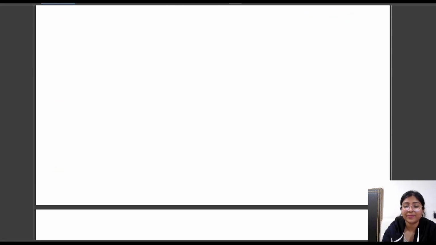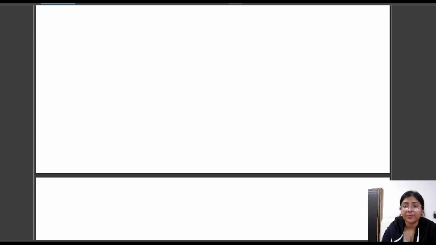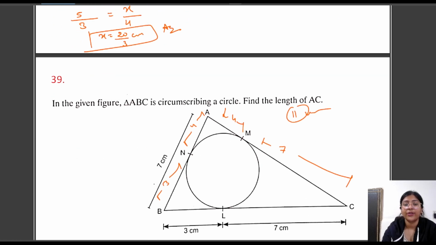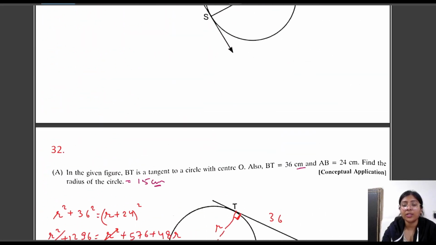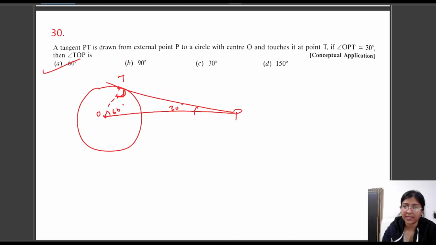Okay, easy peasy. Yes, learners, all the questions are completed from the sample paper. It means we have done all the important questions on circles.